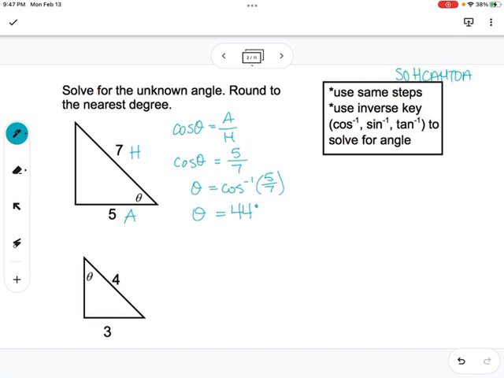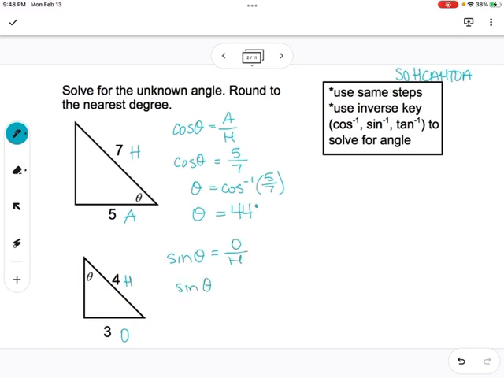Looking at the second example, we have theta, and we want to label our sides according to that angle. So across from theta, that is our opposite side, and across from the 90 degree is the hypotenuse. Since we have O and H, we are going to be using sine. So sine theta is equal to O over H.